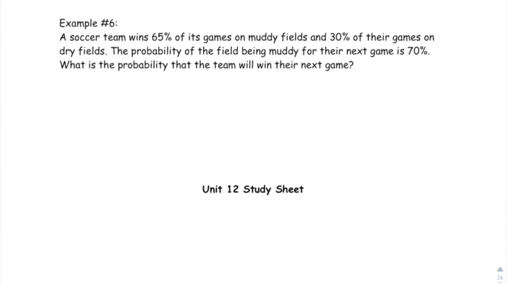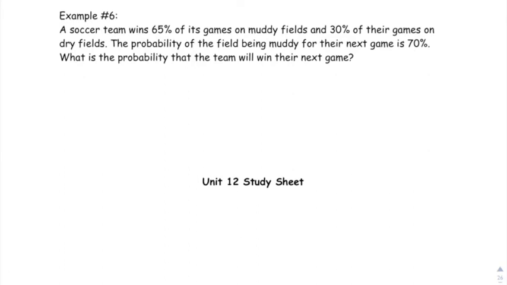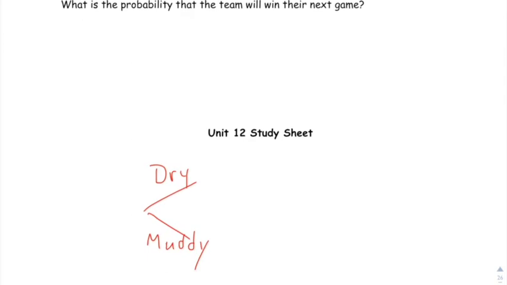So, all right, let's use kind of the same idea here. We'll use another tree. A soccer team wins 65% of its games on muddy fields and 30% of their games on dry fields. The probability of the field being muddy for the next game is 70%. What is the probability that the team will win their next game? So we're going to look at the two cases here: a dry field and a muddy field. The chance that the game is going to be muddy is 70%, so I'll put 0.7 for muddy, and for dry, we can just subtract that from 1 and get 0.3, or a 30% chance that it'll be dry.